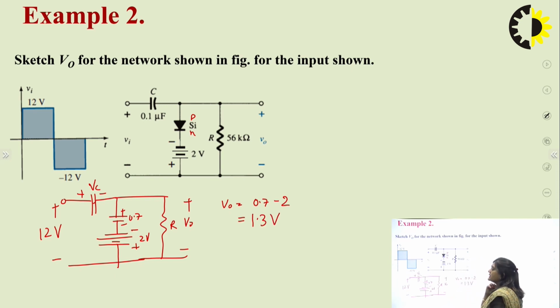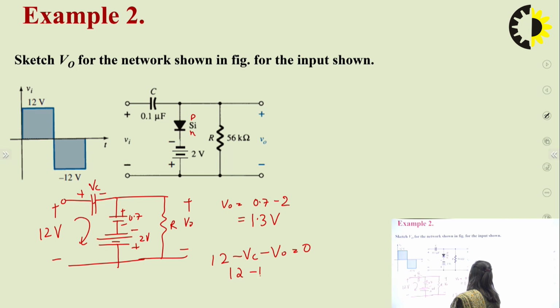And now we can find the VC voltage by applying KVL through this loop. So here it will be like 12 volt minus VC minus V0 is equal to 0. So 12 minus 1.3 is equal to VC. So VC would be equal to 10.7 volt.